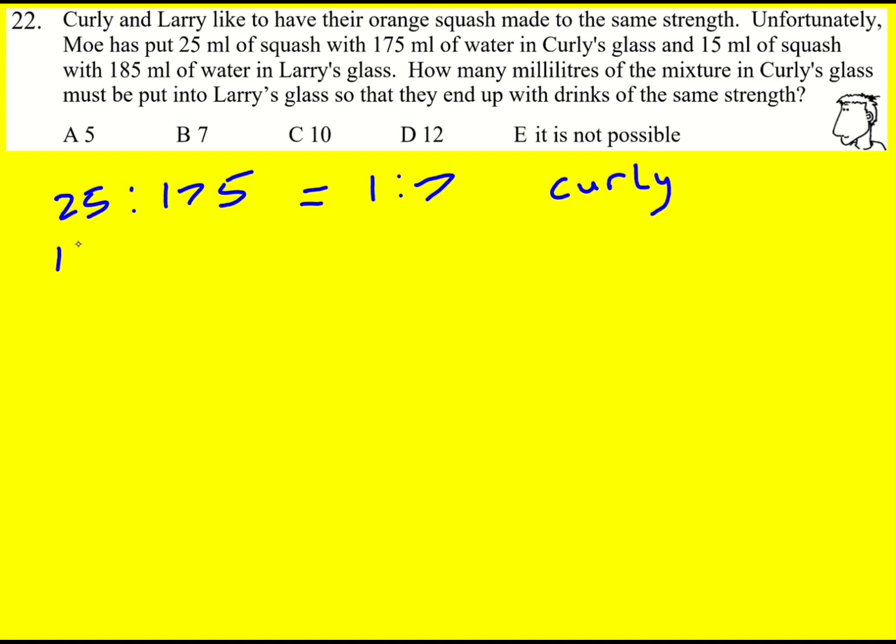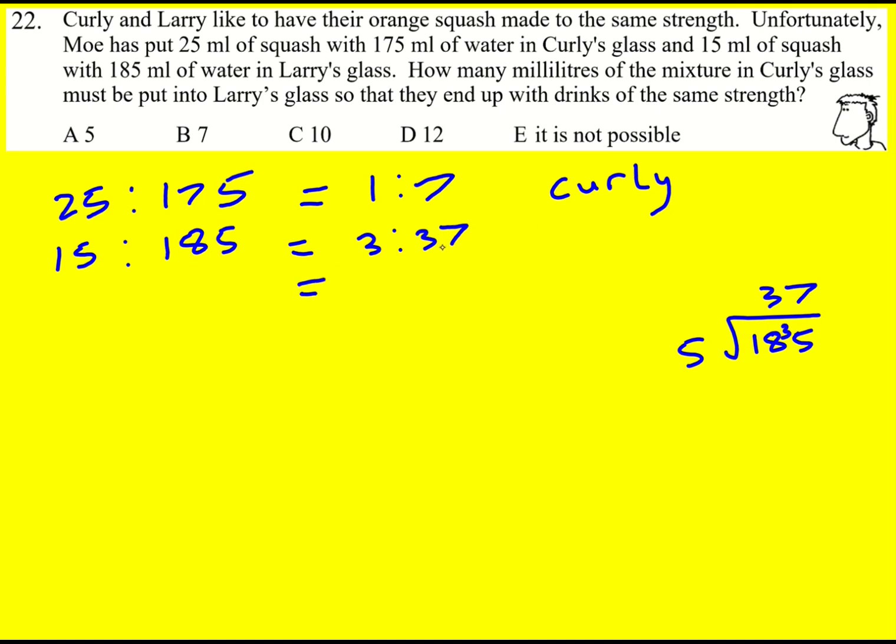Then for Larry's glass, he's only put 15 milliliters of squash in for 185 milliliters of water. So there's 200 milliliters for both. Now I can divide through by 5. That's going to give 3, and then 5s into 185 go 37. So 3 to 37.